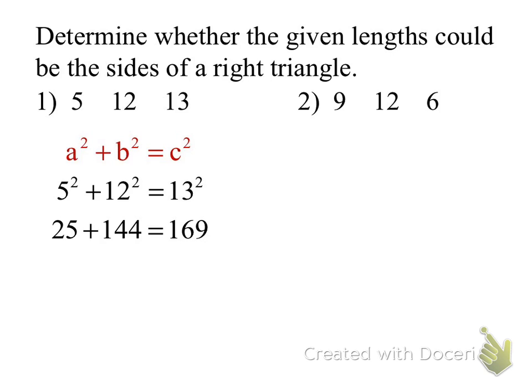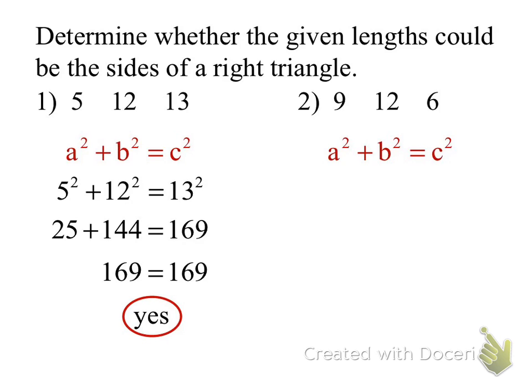25, 144 and 169. When you add them up, are they equivalent? Yep. Then that means they are a right triangle. If we plug the quantities into the Pythagorean theorem, and those quantities are equivalent, then it is a right triangle.